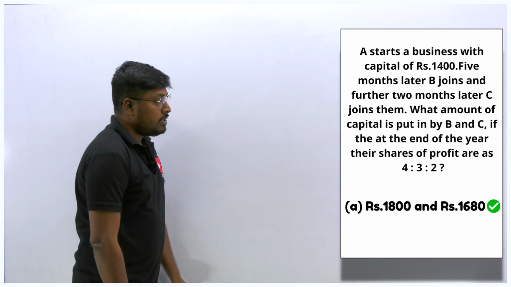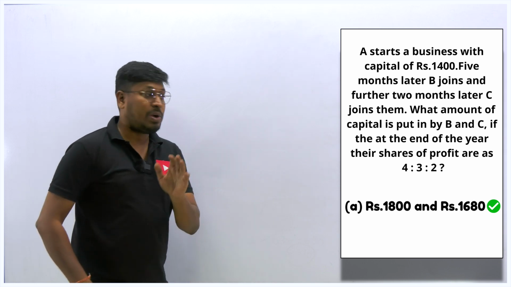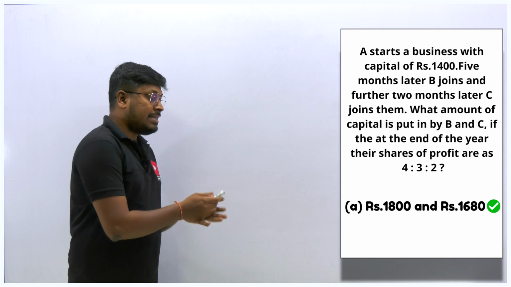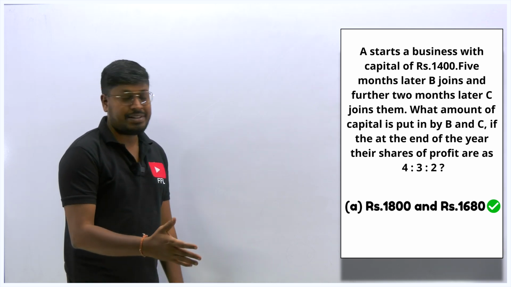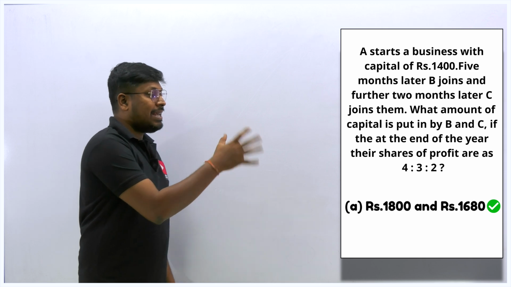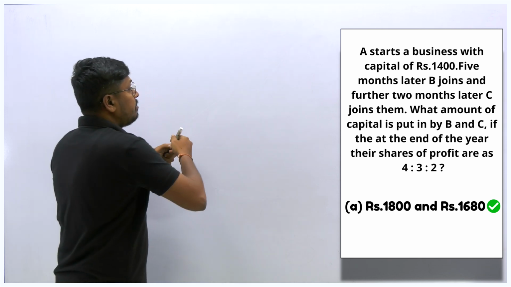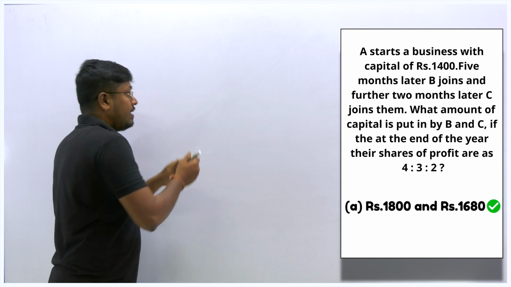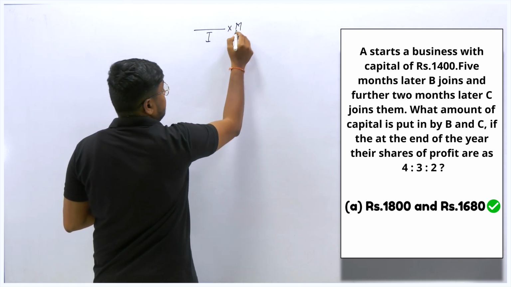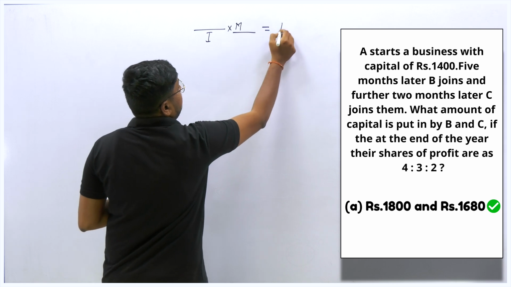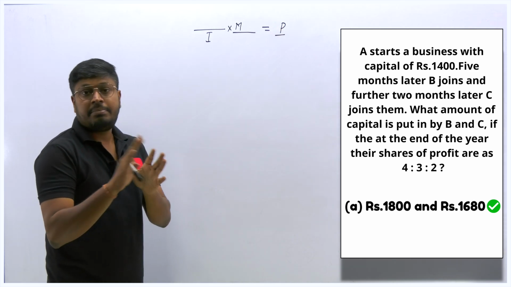So, next question. A starts a business with a capital of rupees 1400. 5 months later B joined, and further 2 months later C joined with them. By reading the question, we can easily guess this question is from the topic partnership. If it is a partnership topic, only one concept is there: the person's investment times how many months he is investing is equal to the person's profit, right? This is the only format that we apply in the topic partnership.